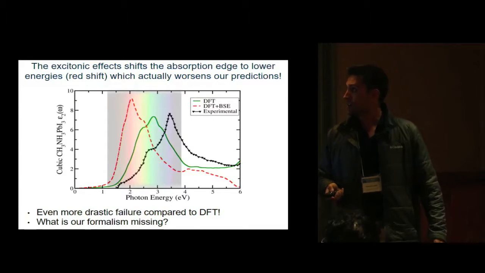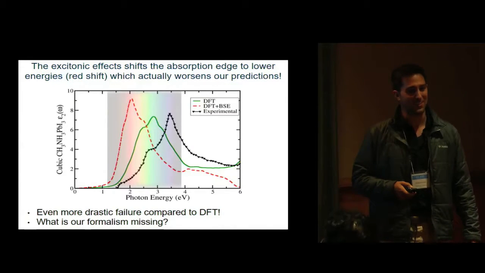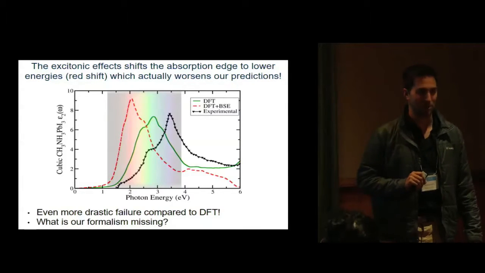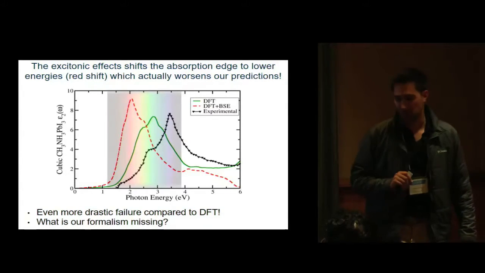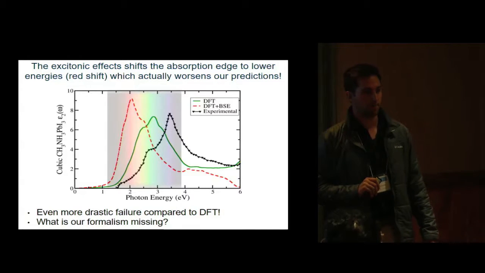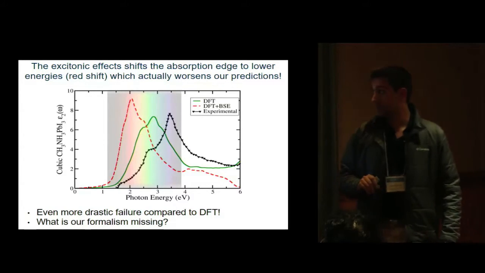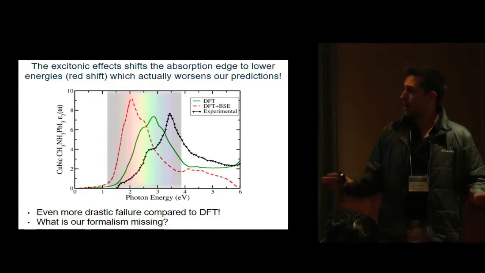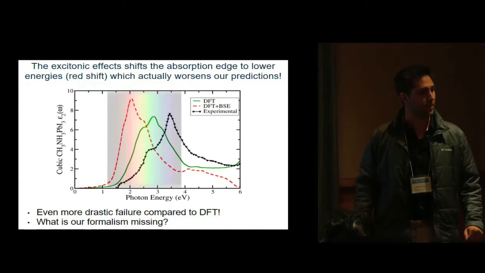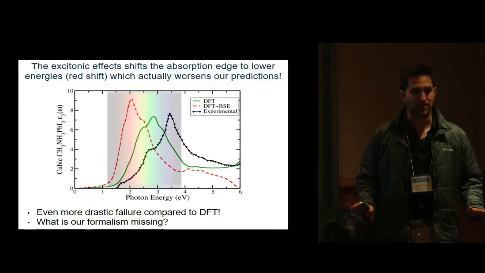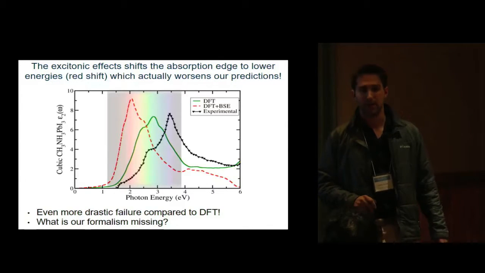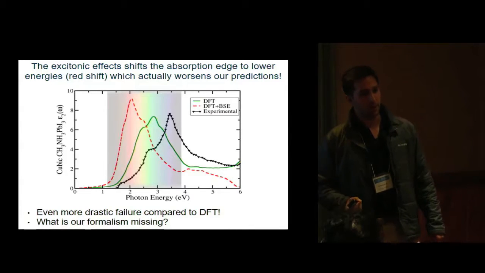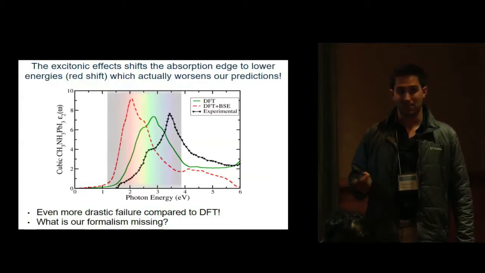All right, so let's apply the Bethe-Salpeter equation. To our surprise, we actually get a worse fit to experiments. Now, the Bethe-Salpeter equation has been around for a long time, and it's been well explored in the field, and has had massive success in replicating optical properties. So why are we getting a worse fit? This is a big mystery, and it's actually a mystery that permeates the field right now. What is our formalism really missing? There's a lot of debate, and we hope to shed some light on this debate in this talk.